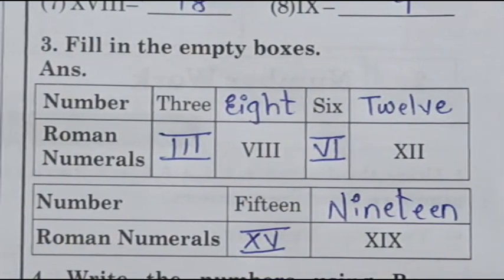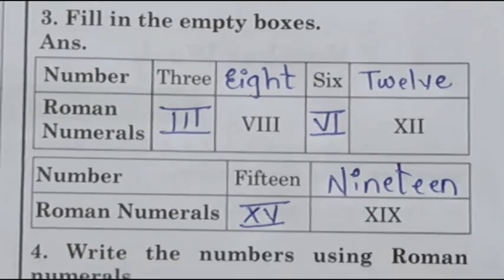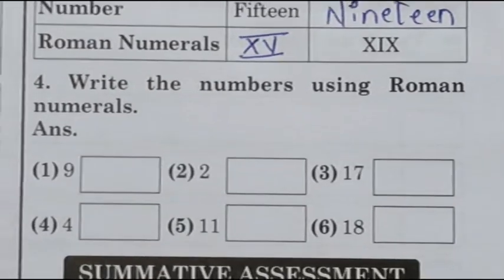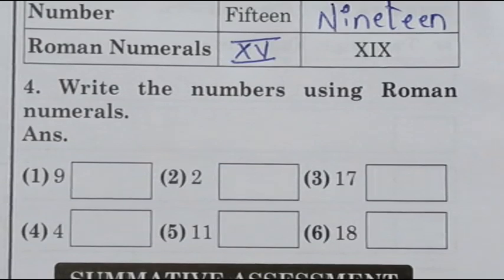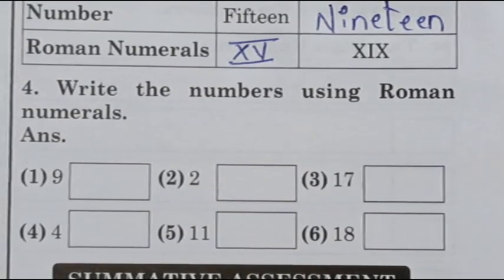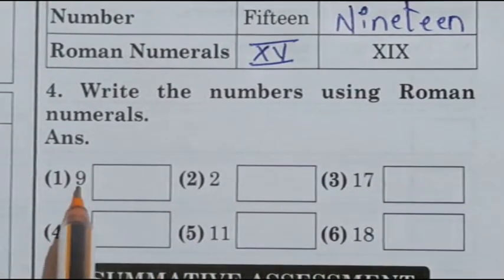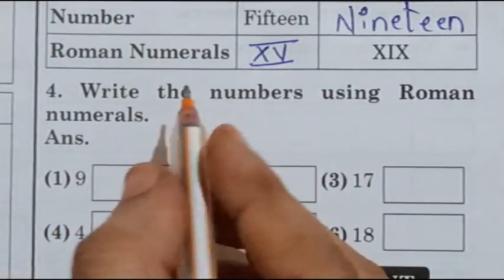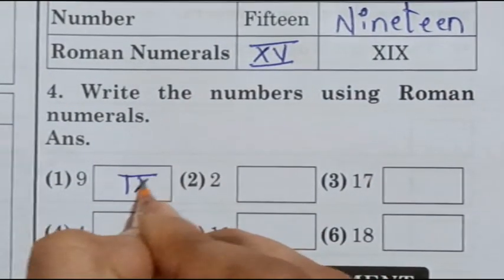Clear how we are supposed to solve this question? Okay. Next question, question number 4, that is write the numbers using Roman numerals. Now they have given the international numbers, you are supposed to write them in Roman numbers. So first is 9. So you will write 9 as IX.